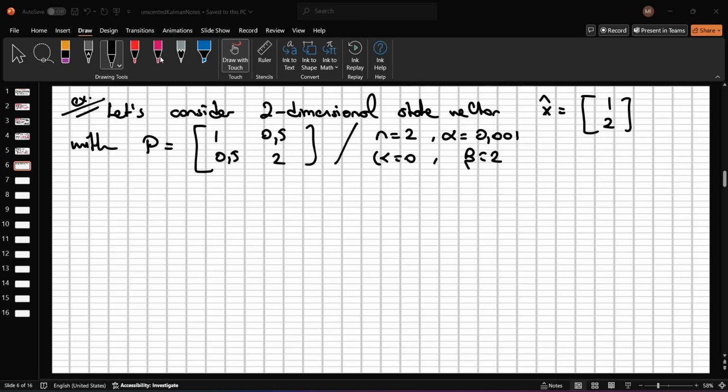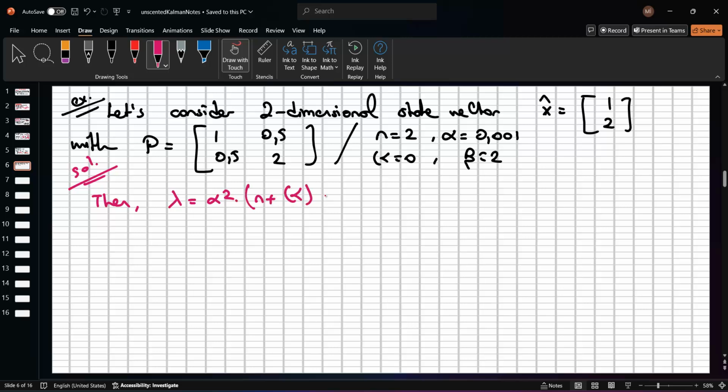So first of all, this is the solution. Lambda equals alpha squared times n plus kappa, minus n. So 0.001 squared times 2 plus 0 minus 2 is equal to -1.999998. After that, we need to compute the weights.